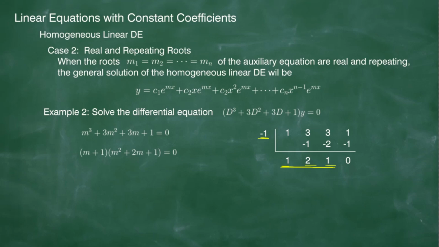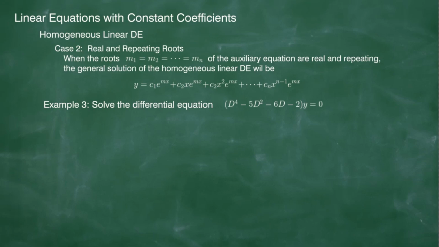Okay, then we can factor m squared plus 2m plus 1, and that is m plus 1 times m plus 1 equals 0. So we now have 3 repeating roots: negative 1, and another negative 1. Then our general solution will be y equals c sub 1 times e to the negative x plus c sub 2 times x times e to the negative x plus c sub 3 times x squared times e to the negative x.